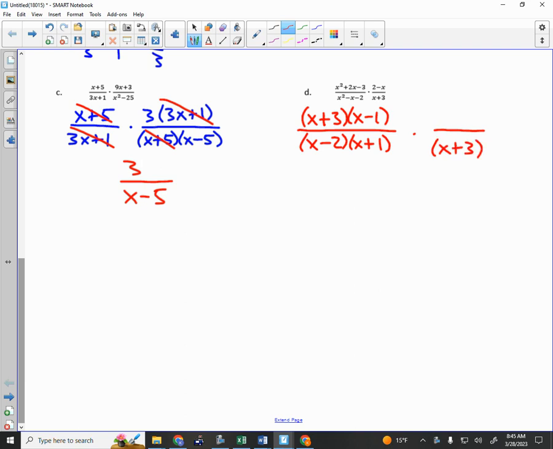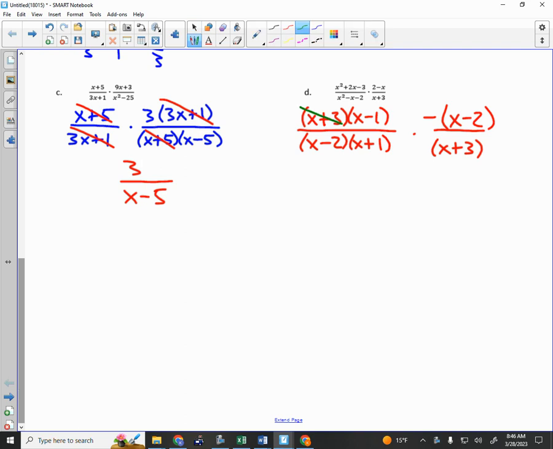All right, as you glance at this, I want you to see that I factored the top to x plus 3 times x minus 1. The bottom I factored to x minus 2 times x plus 1. This 2 minus x, I'm going to factor out a negative 1. And as I do, I'm left with a positive x and a minus 2. I factored it out so that it would match up with the x minus 2 in the denominator here.